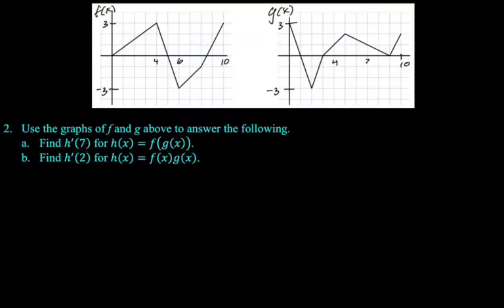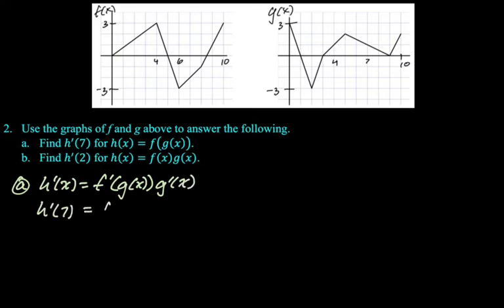Let's look at this. Use the graphs of f and g above to answer the following. Find h prime of 7 for h of x equals f of g of x. Okay, so that's the chain rule. That's the thing that you take the derivative of for the chain rule. So h prime of x is going to be f prime of g of x times g prime of x, and then we're going to plug in 7, sorry. So h prime of 7 is f prime of g of 7 times g prime of 7.